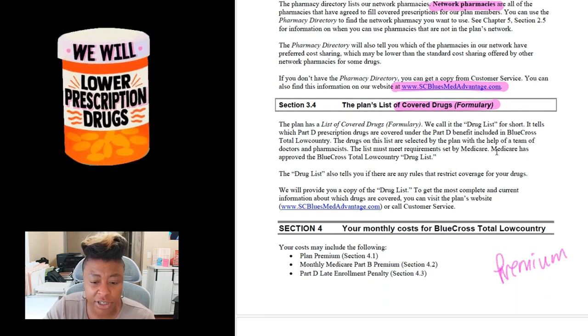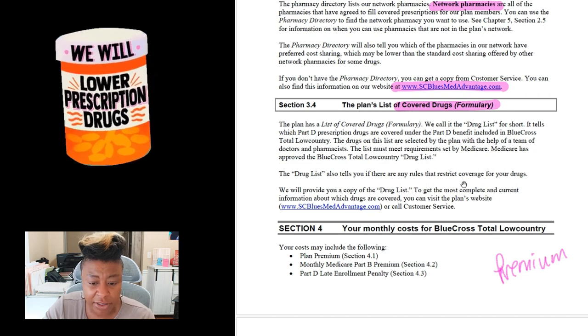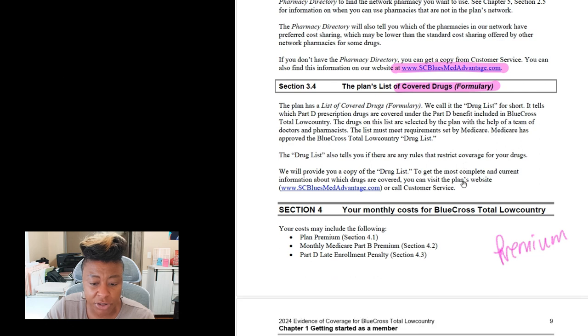The formulary, which is the list of covered drugs. Again, what drugs are covered, how much are you going to pay for those drugs, what tier they're on, all that stuff's going to be in the formulary. So that's another document that comes with this EOC that you can get online or you could call customer service.